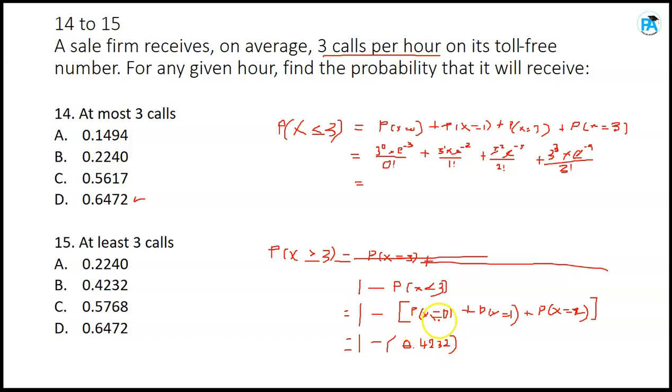If it's MCQs, you can just fix everything on the calculator. After pressing this, you say plus, then you press this also, plus, then you put the whole of this, you get the answer straightforward, since it's MCQs. So in theory too, you can do that. 1 minus, then you open a bigger bracket, then you fix this. So that gives you 0.5768. So the correct answer for this is C.